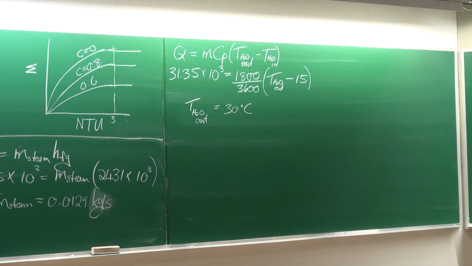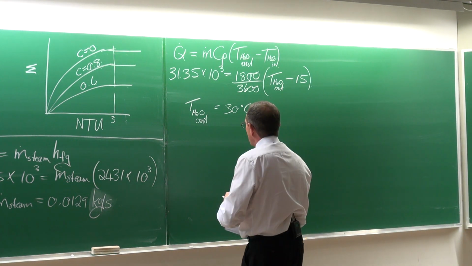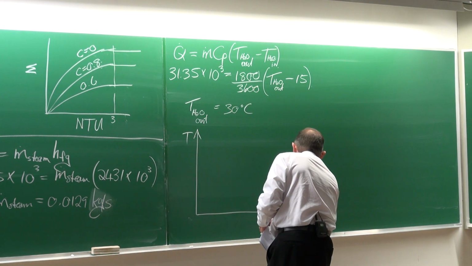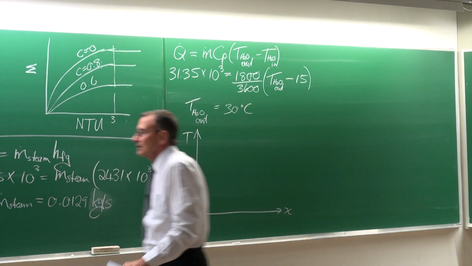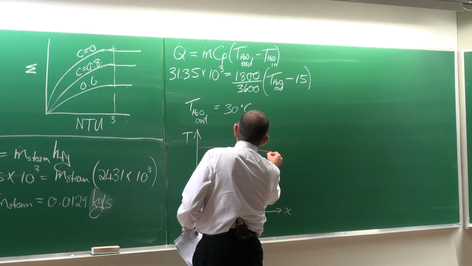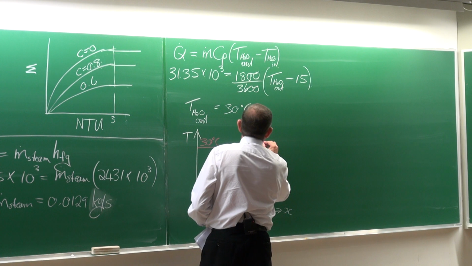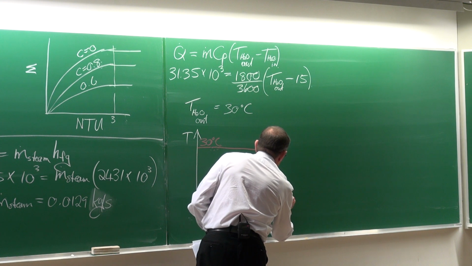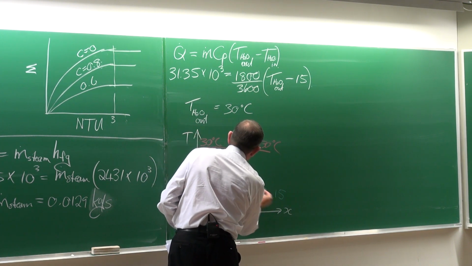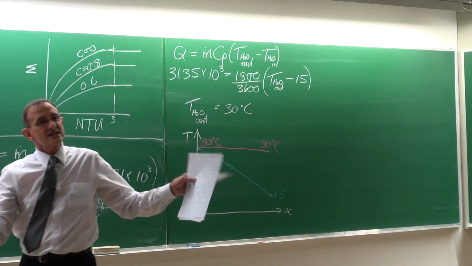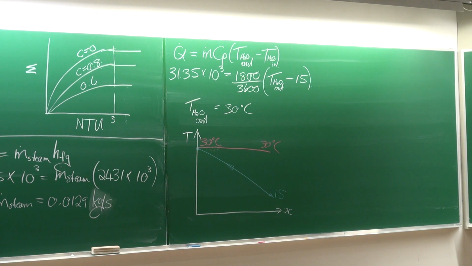Okay. Therefore, in terms of what can happen, in terms of T and X, let me just get my color. The hot water is going to condense. It's going to remain at 30 degrees Celsius. The inlet water is going to come in at 15 degrees, and its outlet temperature is going to be exactly 30, because the effectiveness is 100%. Okay?